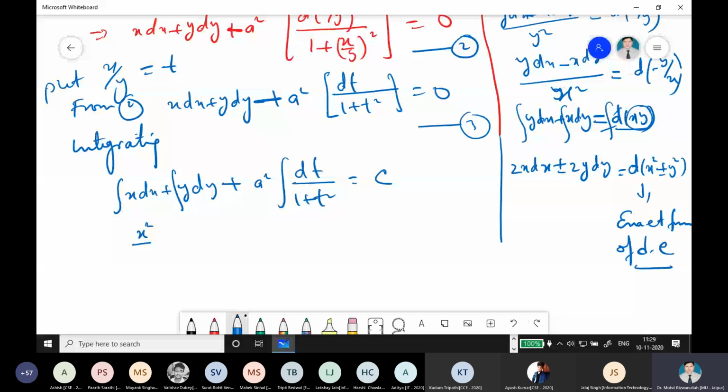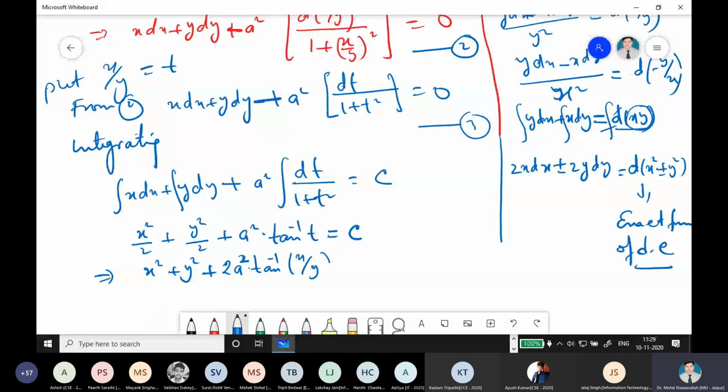So this is nothing but x square by 2 plus y square by 2 plus a square times tan inverse t equal to c. Or simply, making it x square plus y square, this implies plus 2 a square tan inverse t, and we replace t by x by y, equal to c. Makes sense?